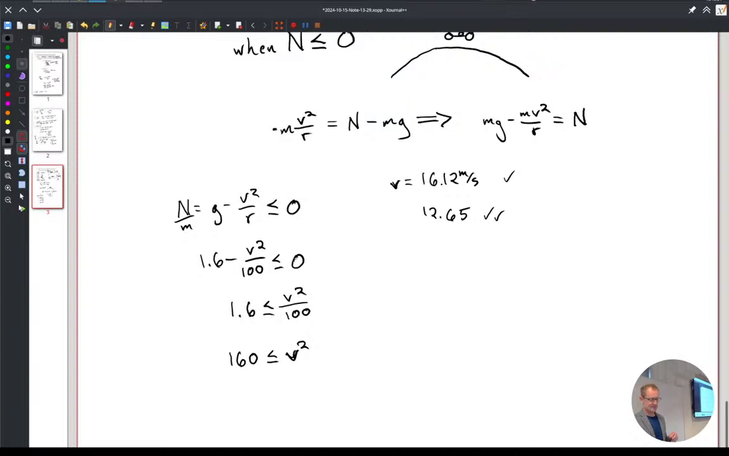Make sense? Is that the 12.65 or is that 16? 12, yeah, about 13. Yeah, works out. And technically, if I'm moving left or right, same speed. That's my upper limit on how fast I can go.